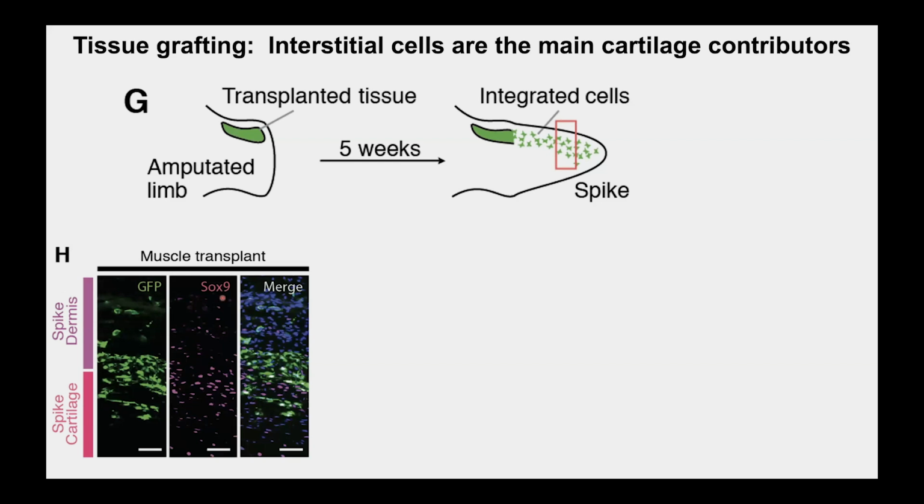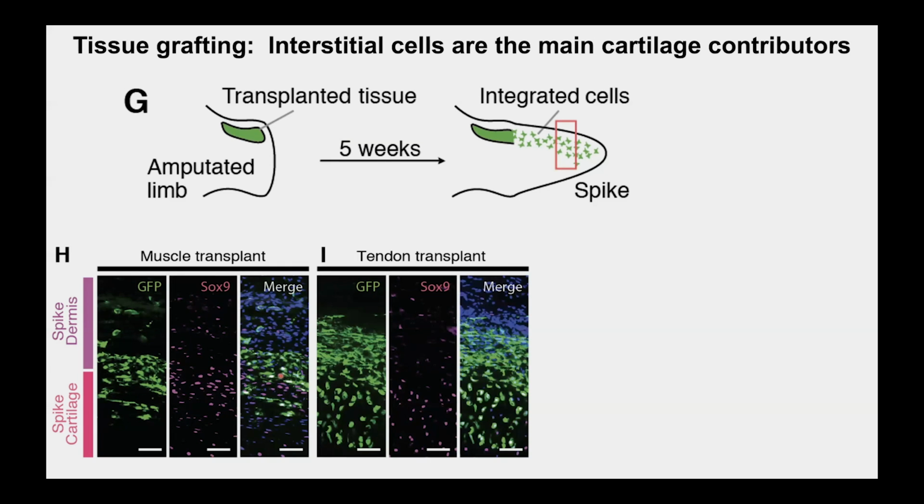When we transplant muscle, in which the major cells going into the blastema are these interstitial fibroblasts, you can see we get plenty of cells here, and some of them remain as fibroblasts, but some of them are forming SOX9 positive cartilage. So they seem to have some flexibility to form cartilage. When we transplant a piece of tendon, we see lots of cells forming SOX9 positive cartilage cells. So these tendon-derived cells seem to be quite flexible.